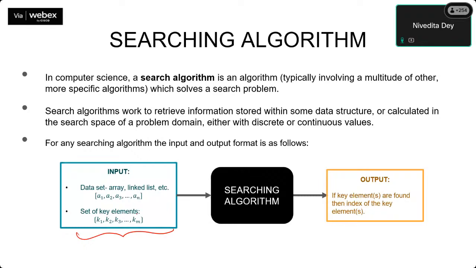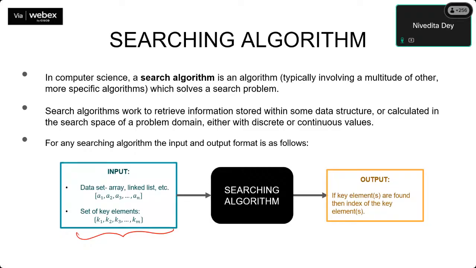A set of key elements, only the elements. I'm not caring about any further way the data is being stored. This is what I mean by the set of key elements. And the output will be, if the key element is found, the index of the key element. Mostly we have seen that.